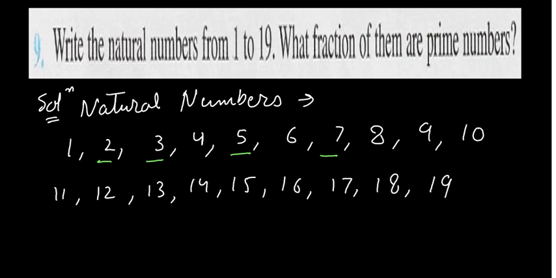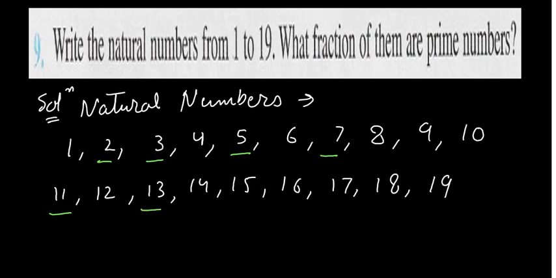Next 8, 9, 10 are not prime numbers. 8 is 4 2s are 8. 9 is 3 3s are 9. 10 is 5 2s are 10. 11 is a prime number because it is divisible by 1 and 11 only. 12 is not a prime number, it is a composite number. It is formed by multiplication of 2, 3 and 2.